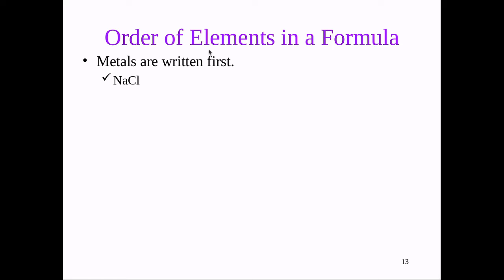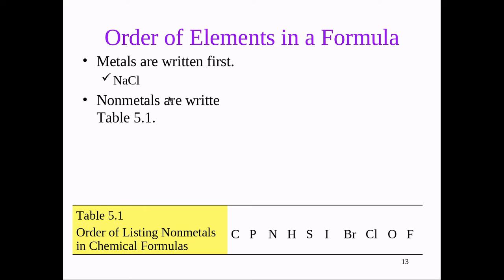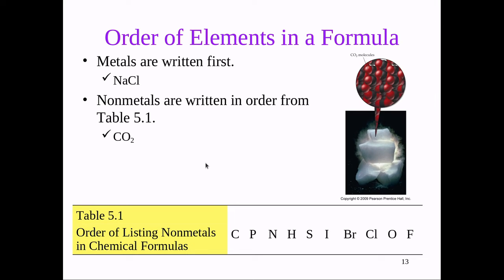So there's an order that we write the elements when we write a formula. Typically, we're going to write the metals first. An example of this would be sodium chloride. Sodium is our metal, chlorine is our non-metal. So we put the metal first. Non-metals are usually written in this order, except there are some times when this isn't true. For instance, here we do have CO2, so we're following this order of carbon first, then oxygen.